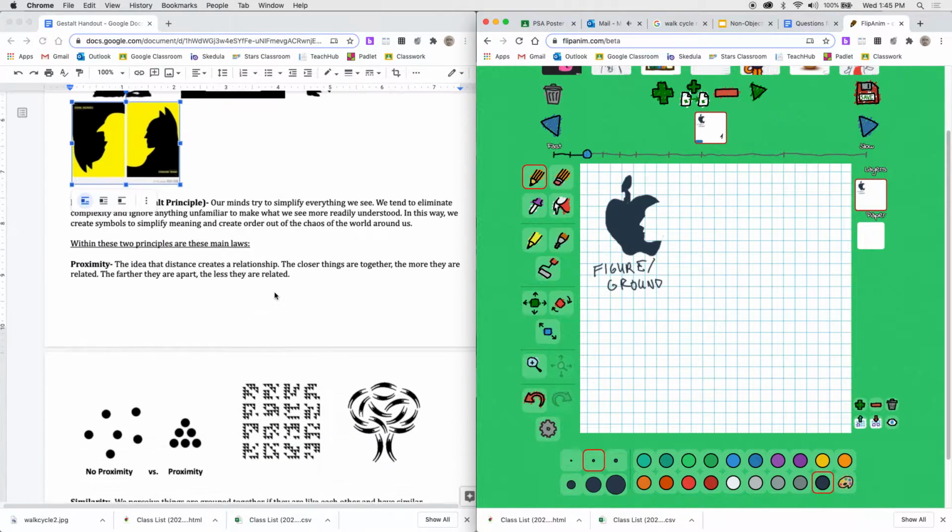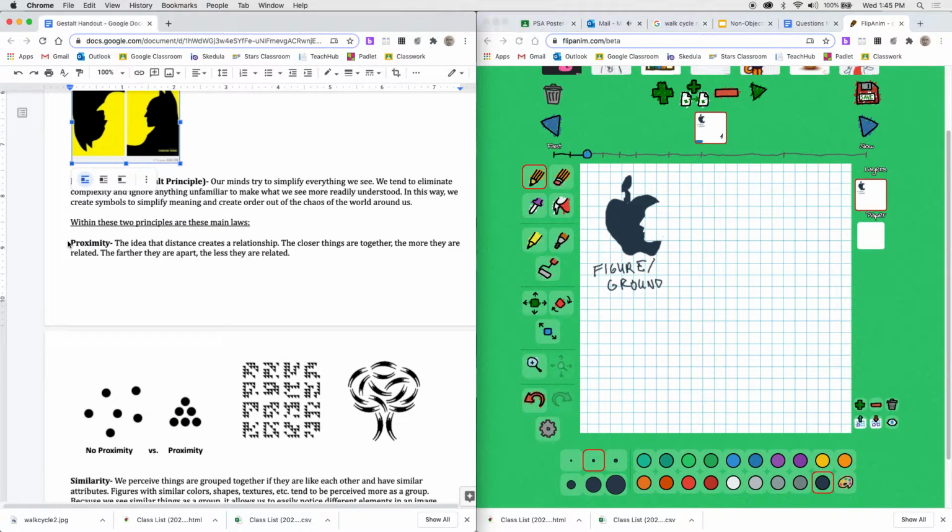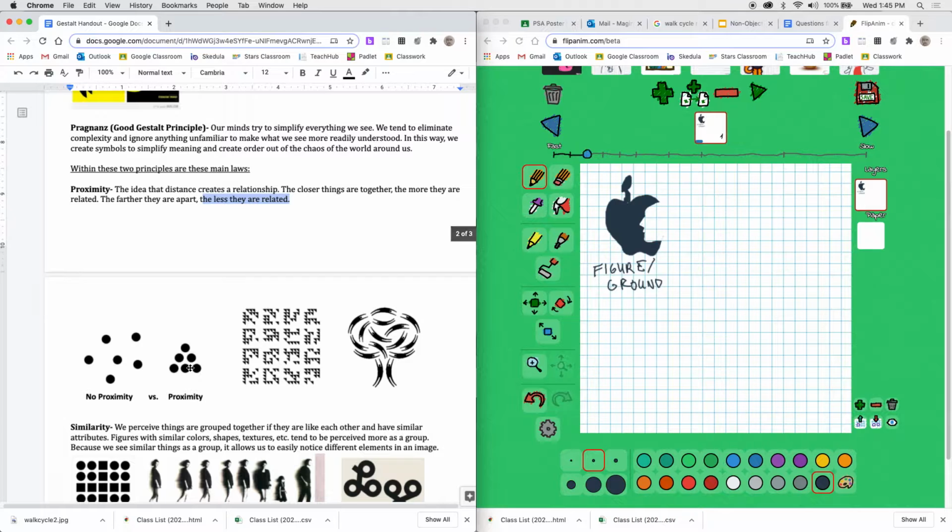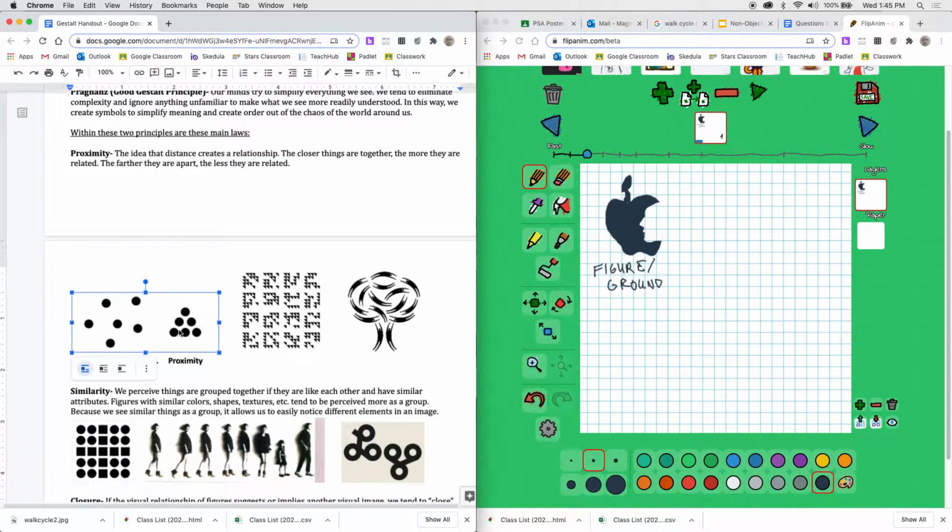If I look over at the handout over here, proximity. If I think about proximity, it's the idea that there's a distance that creates a relationship. The closer things are together, the more they are related. The farther apart, the less they are related. And remember we talked about this yesterday, I see the triangle because those circles are grouped together in proximity to one another, close enough that I can actually make out the grouping of a triangle.